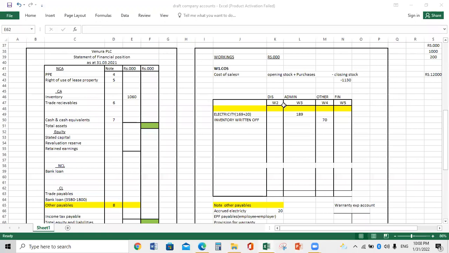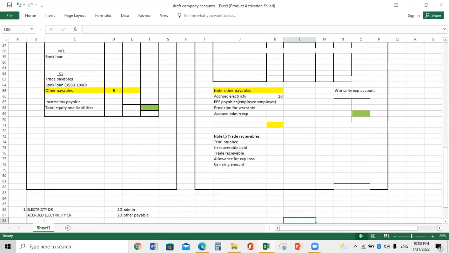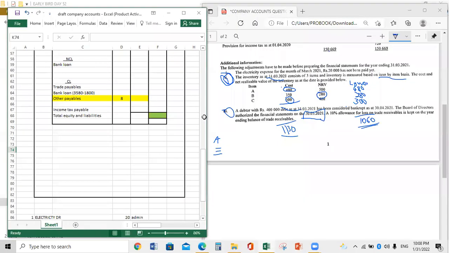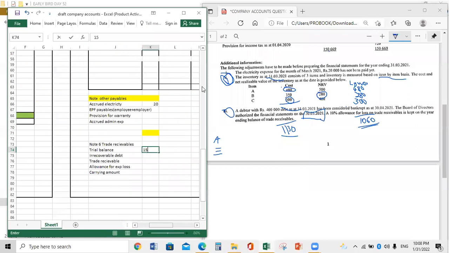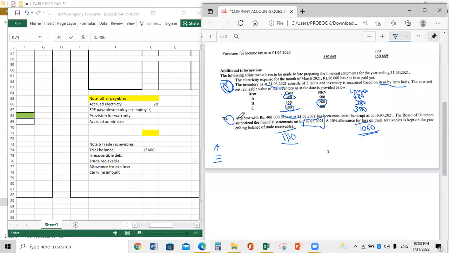Okay, Lamha. So guys, now let's quickly do the trade receivable. So what's the trial balance value? Trade receivable, what's the trial balance value given? How much have they given? 15,400. I'm believing you all, okay? 15,400.